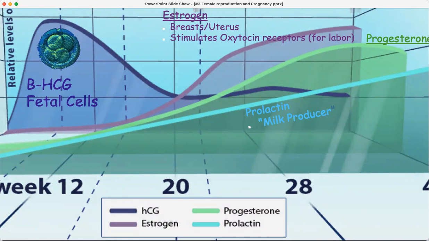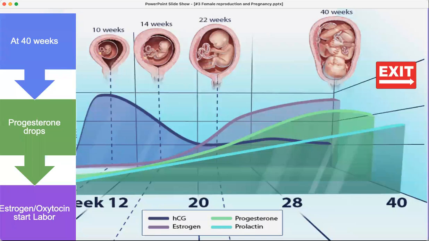And then, of course, the prolactin being secreted by the posterior pituitary gland. No, it's the anterior pituitary gland. And it stimulates the breast to produce milk. So at 40 weeks, progesterone drops, estrogen and oxytocin get labor started.